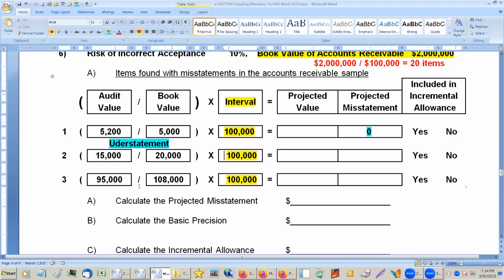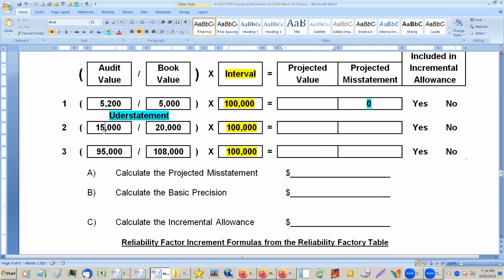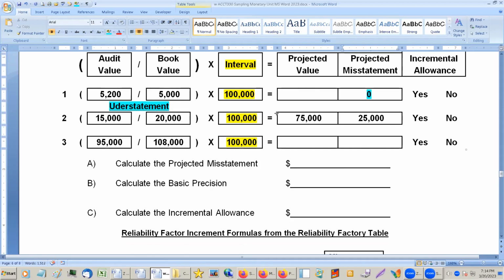Okay, the second one, we can just go ahead and, so everything's normal here. It's an overstatement. It's not bigger than the interval. So this one is, say we're saying that the rejected misstatement is 25,000.